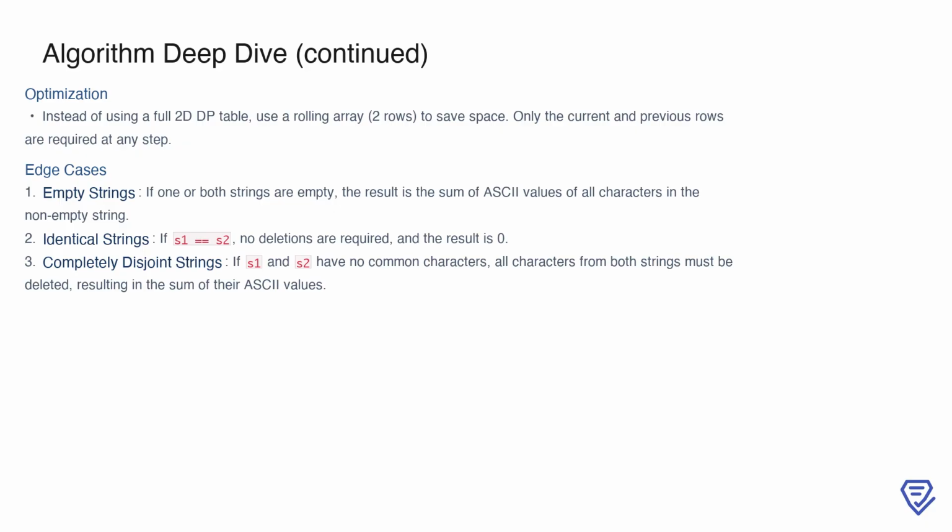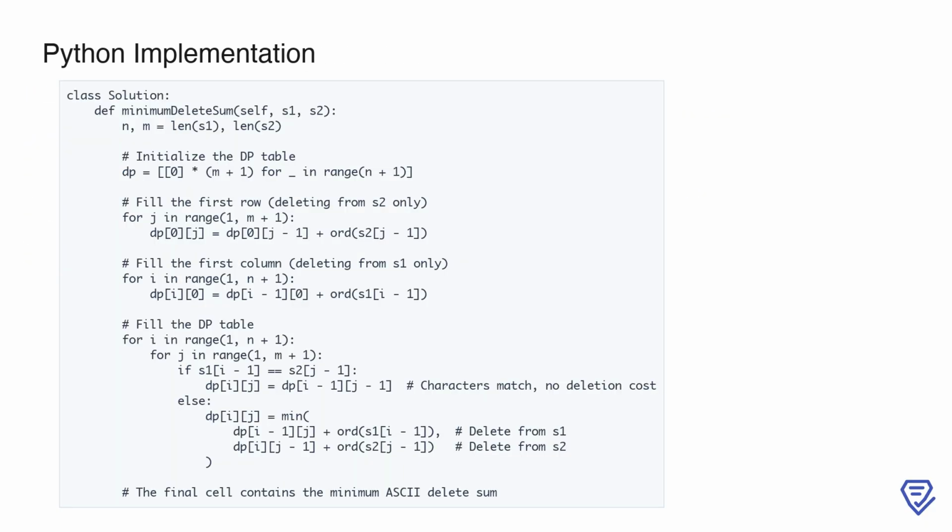Here, we start by defining the function minimum_delete_sum within the Solution class. The inputs are two strings, s1 and s2. We determine their lengths, n and m, respectively, and initialize a 2D list dp with dimensions (n+1) x (m+1), filled with zeros. This table will help us store the minimum ASCII delete sums for different substrings of s1 and s2.